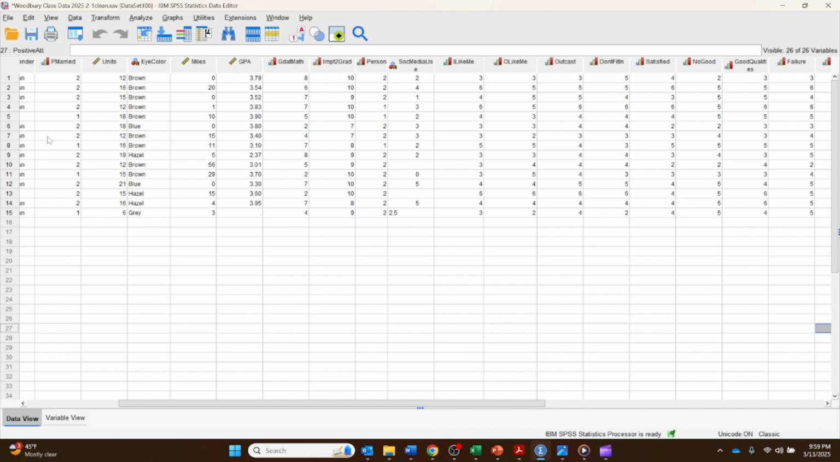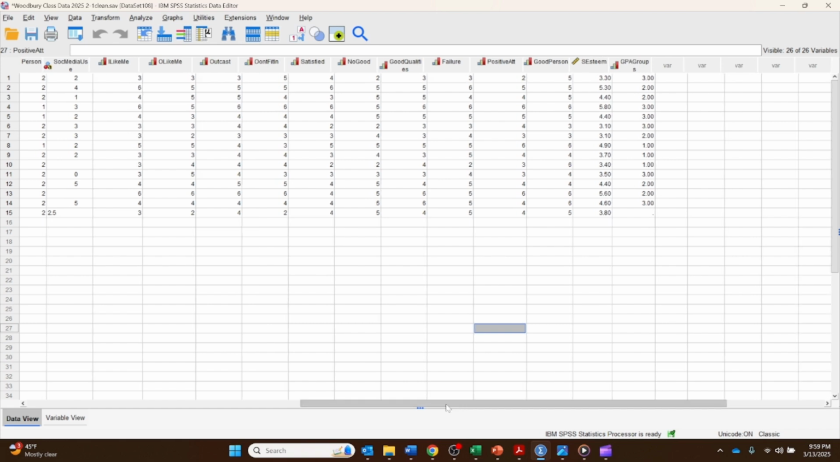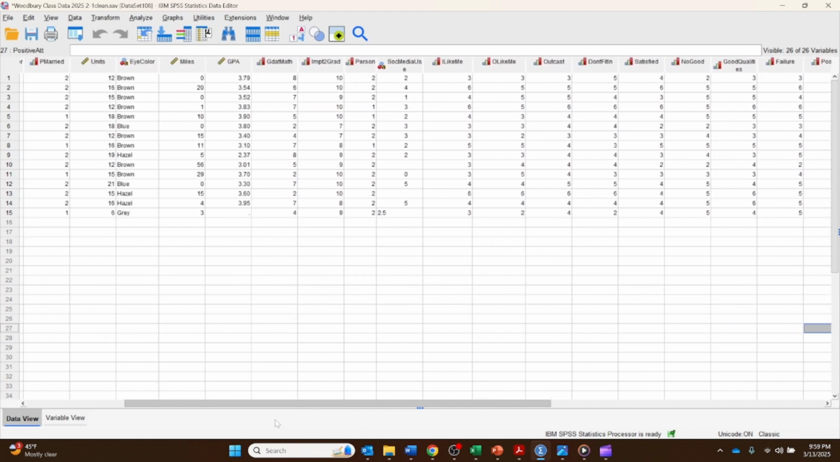So I have a variable here called p-married, and that is, are your parents married to each other? And the responses are yes or no. And I have a variable over here called self-esteem. So let's say I had a hypothesis that students whose parents are married to each other have higher self-esteem than students whose parents are not.